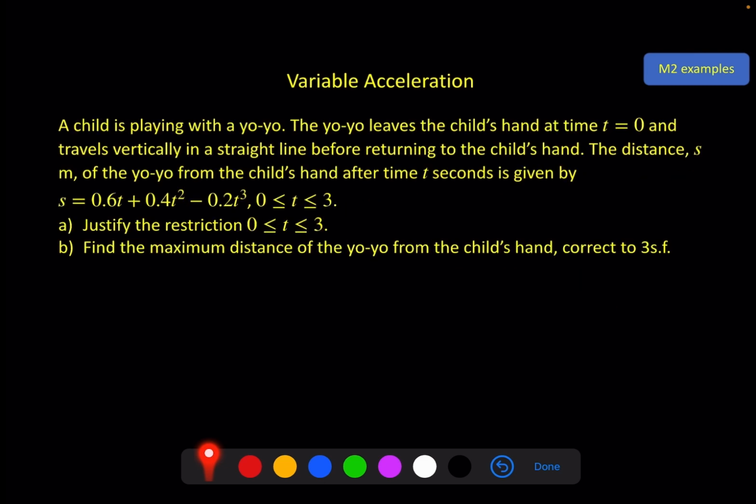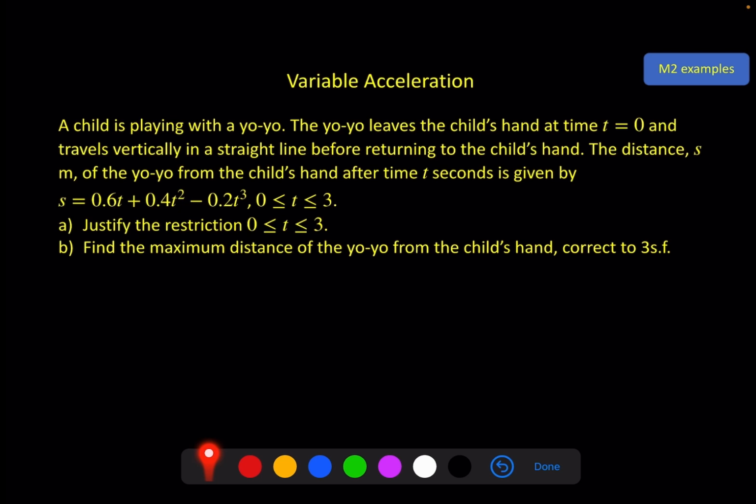Our final example: a child is playing with a yo-yo. The yo-yo leaves the child's hand at t equals 0 and travels vertically in a straight line before returning to the child's hand. The distance, s meters, note that's distance, not displacement, of the yo-yo from the child's hand after t seconds is given by this function here for 0 to 3. Part A, justify the restriction 0 to 3 on the time.